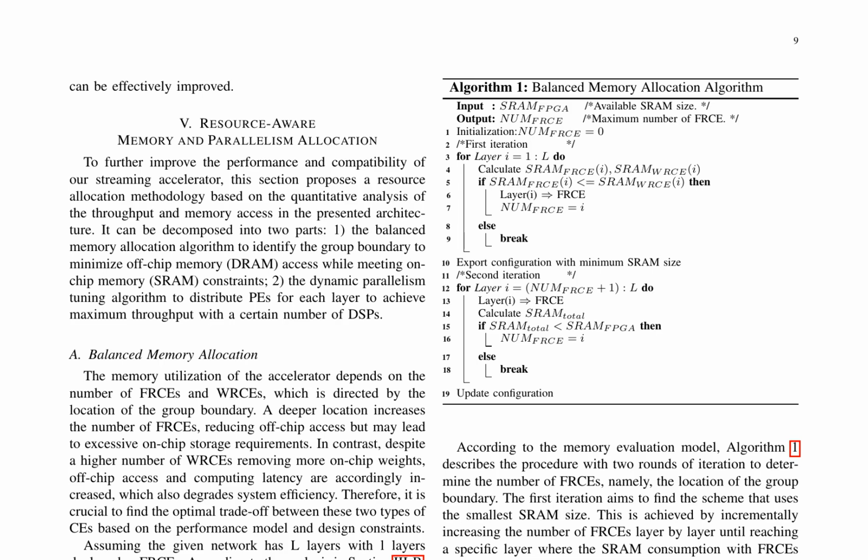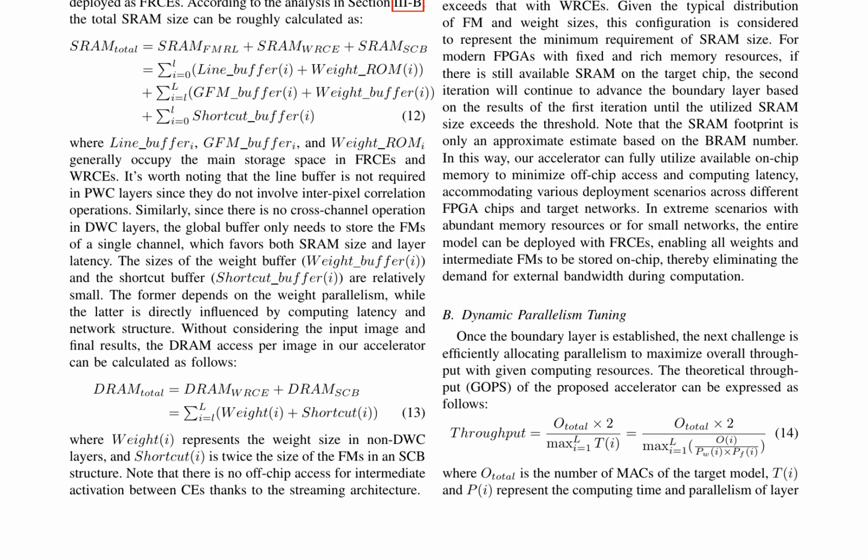The research paper presents a resource-aware memory and parallelism allocation methodology for optimizing the performance and compatibility of a streaming neural network accelerator. This methodology is decomposed into 2 parts: a balanced memory allocation algorithm and a dynamic parallelism tuning algorithm. The balanced memory allocation algorithm iteratively determines the number of FRCEs based on the memory evaluation model to minimize off-chip memory access while meeting on-chip memory constraints. The dynamic parallelism tuning algorithm adjusts the parallelism of each layer to balance computing time among all CEs.